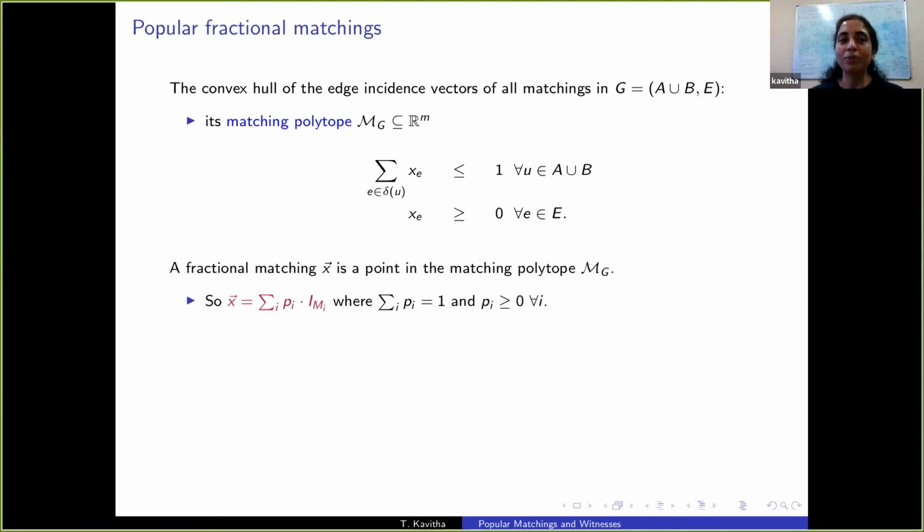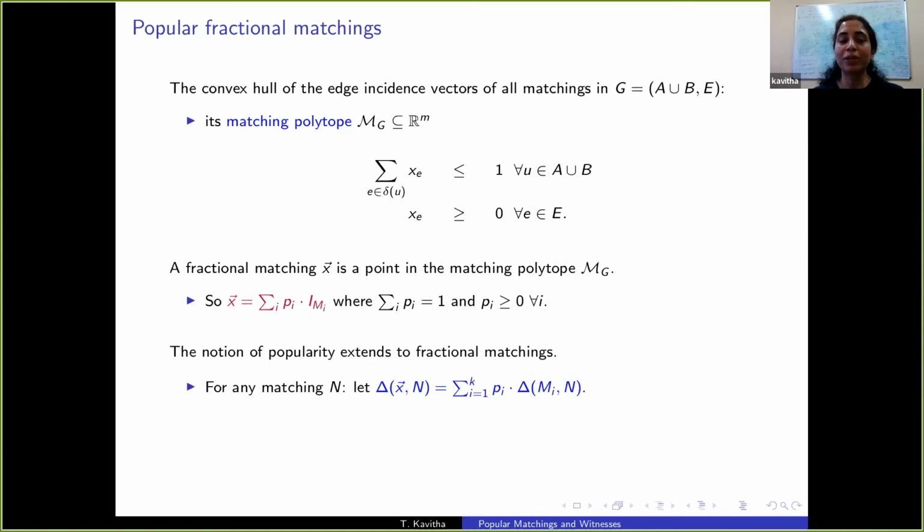The convex hull of the edge incidence vectors of all matchings, that's the matching polytope, is described by these constraints. And any point in the matching polytope is a fractional matching. So it's a vector in R^m that satisfies all these constraints. And it can be expressed as a convex combination of, so I subscript mi is just the edge incidence vector, the 0, 1 vector corresponding to a matching mi. So X can be expressed as a convex combination of some matchings.